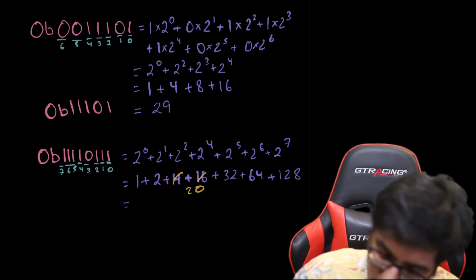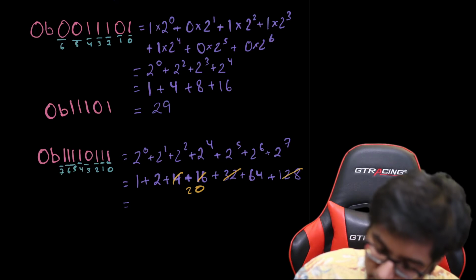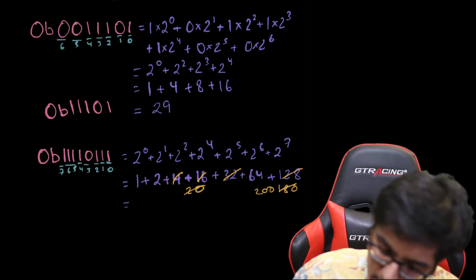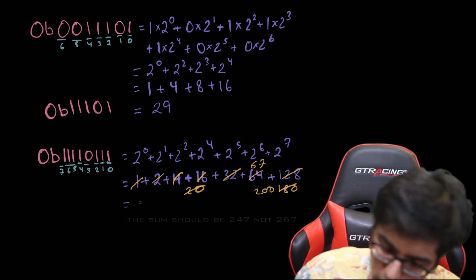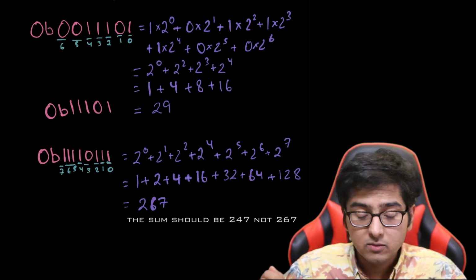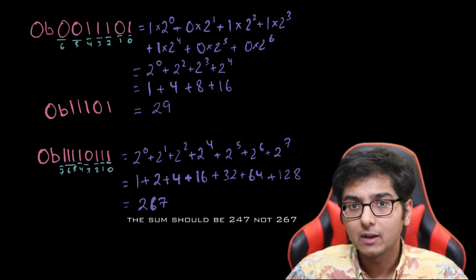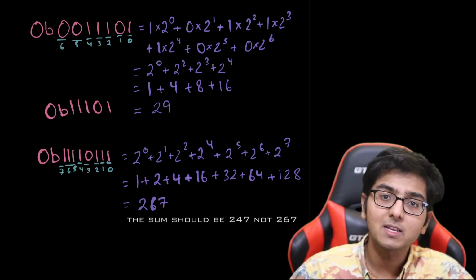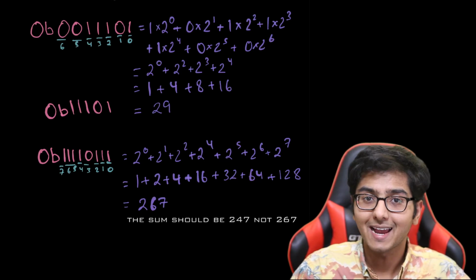These two make 20. These two make 150 plus 180. This makes 200. This makes 67. This would end up making 267. So binary 11110111 is decimal 267. If we apply this technique, we'd effectively be able to convert any binary number into any decimal number. That's half the battle.